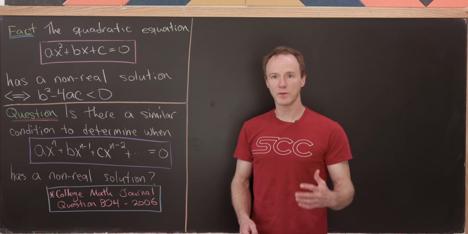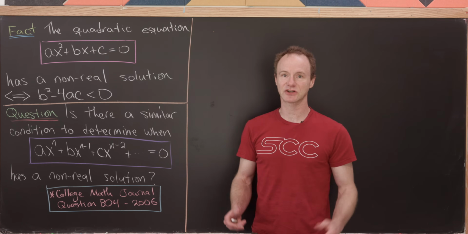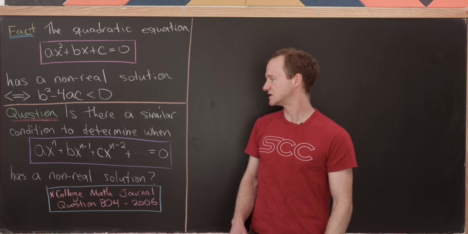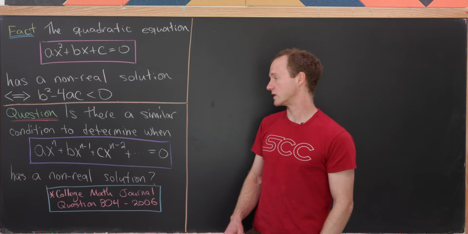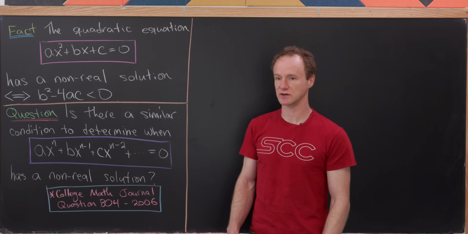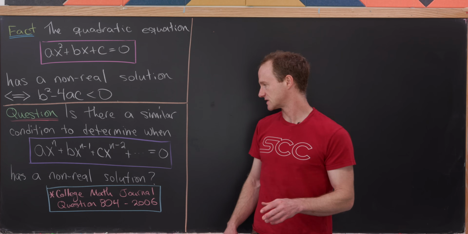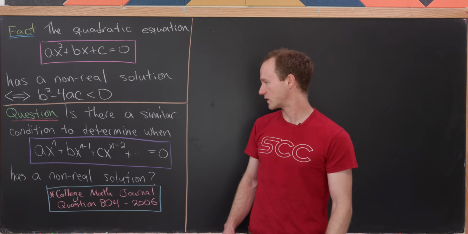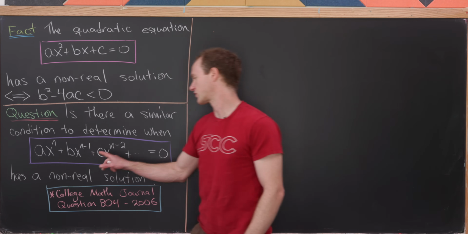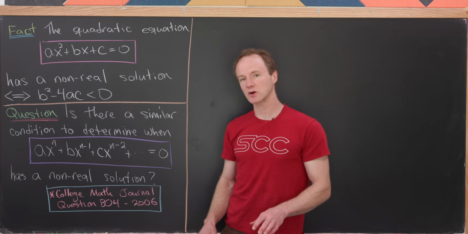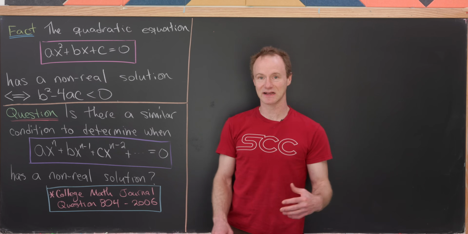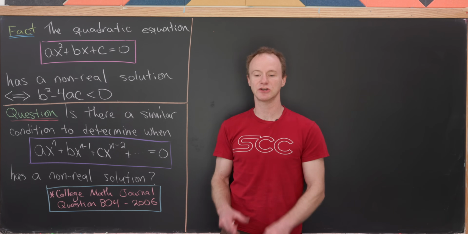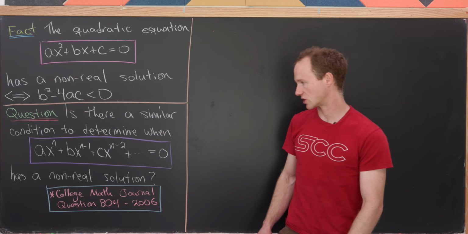Now I'd like to open up the following question, which is a natural extension. Is there any sort of similar condition to determine when an nth degree polynomial has a non-real solution? And just to keep it as simple as possible, can that condition depend on the degree of the polynomial equation as well as the first three coefficients? In other words, we know that the polynomial looks like ax to the n plus bx to the n minus 1 plus cx to the n minus 2 plus lower order terms.